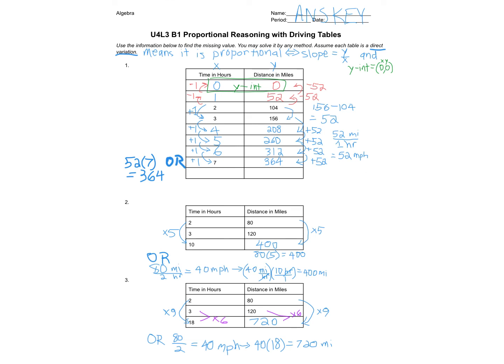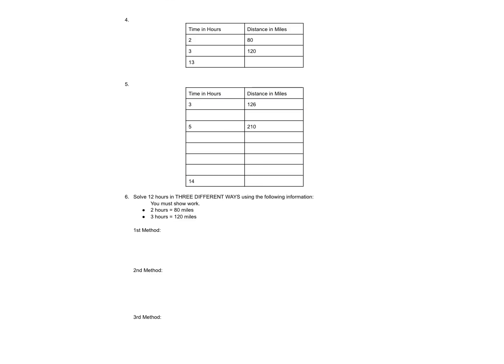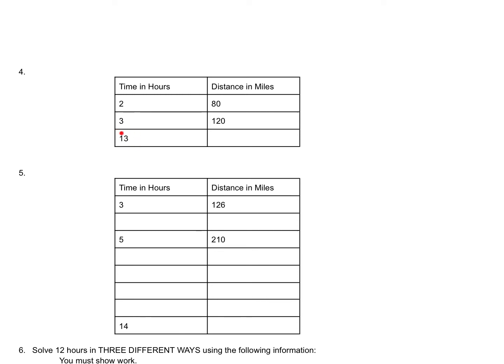So let's take a look at the next problems. Number 4, we have 2 hours is 80 miles, 3 hours is 120. Now we want to get to 13 hours. Take a few moments and try that. Otherwise, here's one of the methods. My goal is to get to 13 hours. So how could I use a 2 and or a 3 to somehow get to 13?